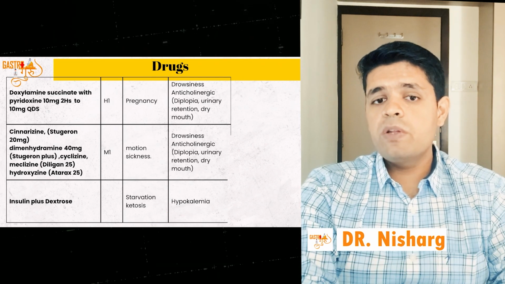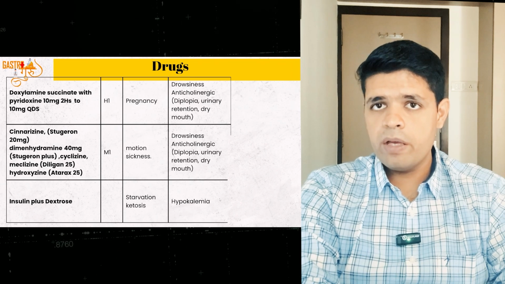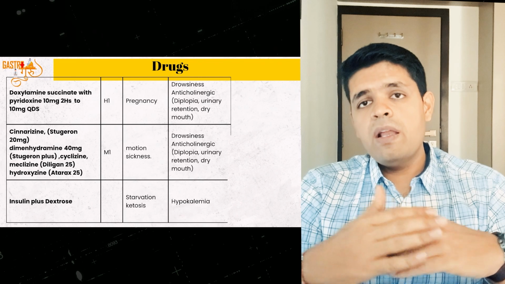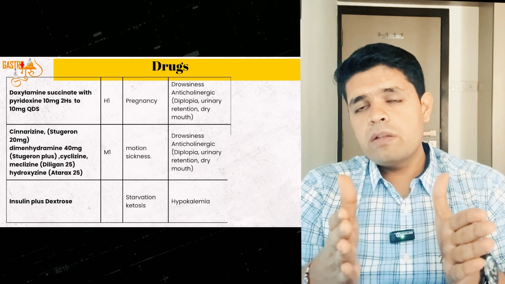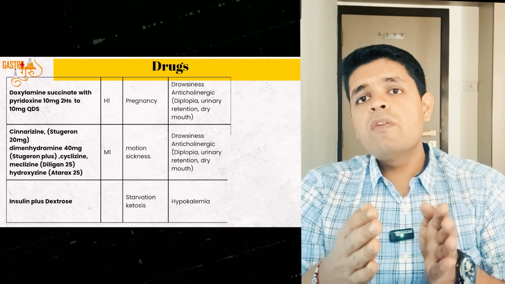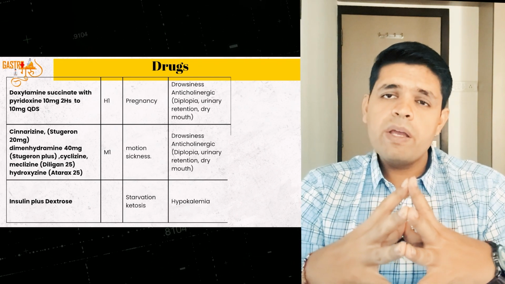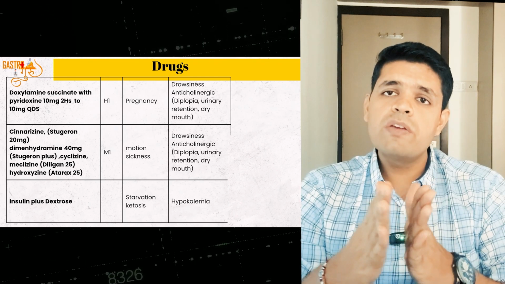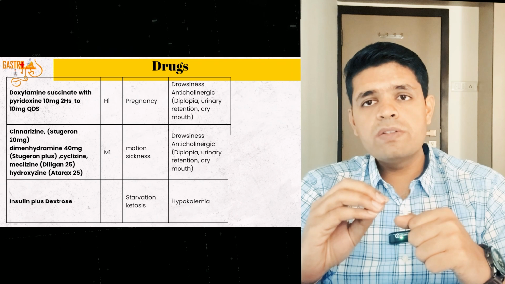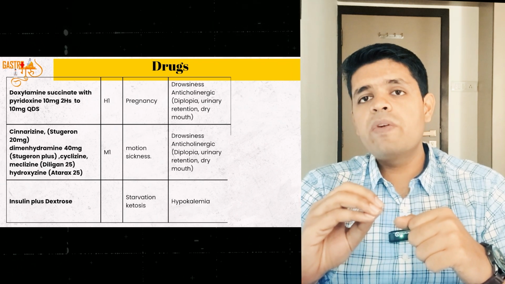Insulin plus dextrose is a wonderful treatment for starvation ketosis. The main side effect is hypokalemia. Many patients come after prolonged fasting, like Jain people after their holy month, Muslim people after the Ramzan month, and Hindus after the Navratris. For any of these patients who are coming after prolonged fasting for more than 5 days, 10 days, always check for serum and urine acetone.